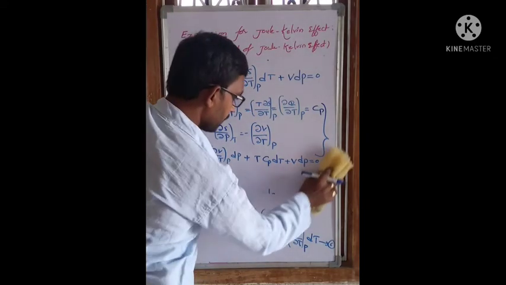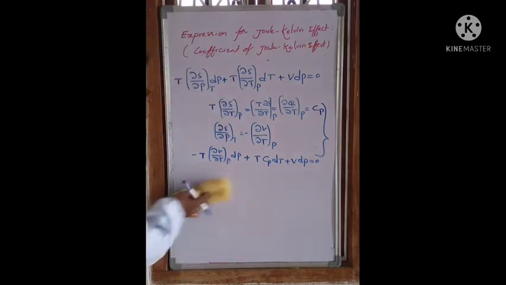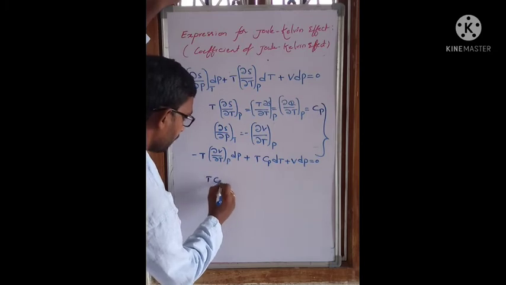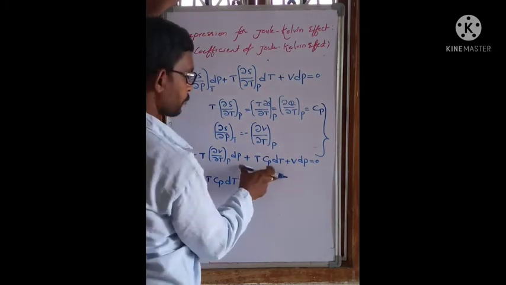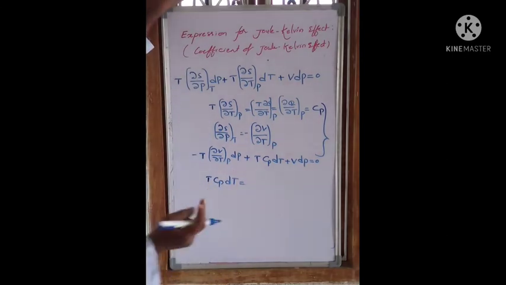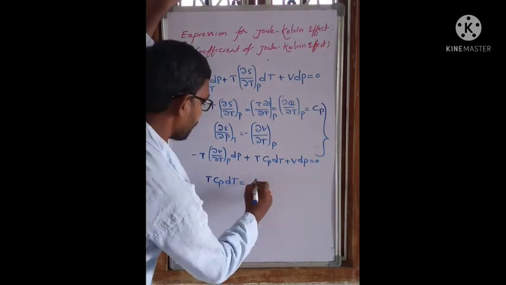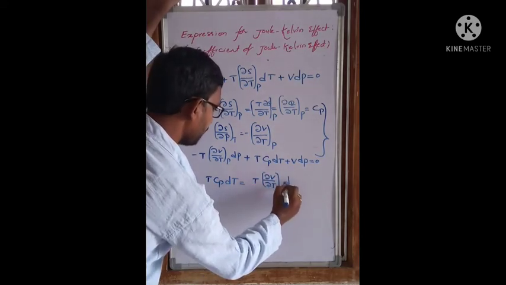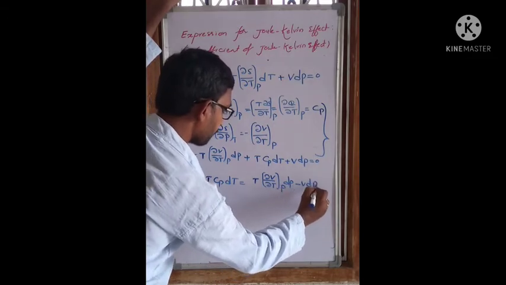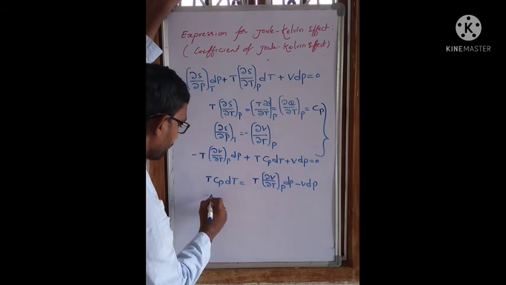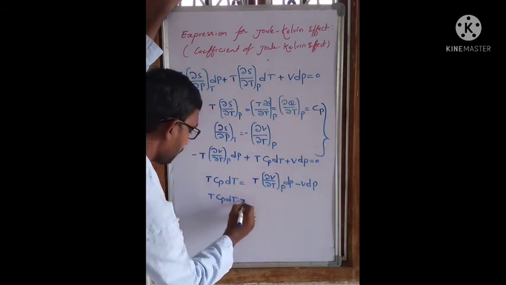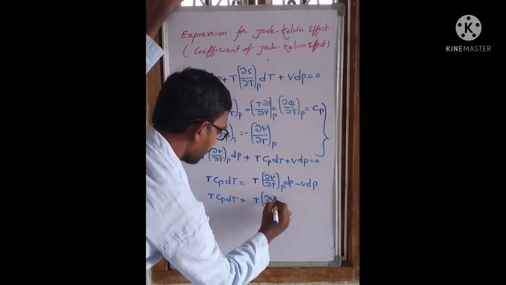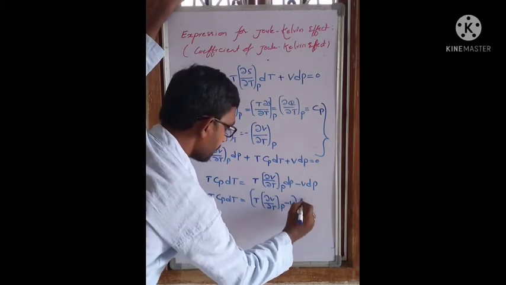Now what I am doing here, carefully: Cp dT equal to, I am sending these two terms to the right side and taking dP common. Therefore we get T dou V by dou T at constant pressure P, dP, minus V dP. Taking dP common, we get Cp dT equal to T into dou V by dou T at constant pressure minus V, dP.